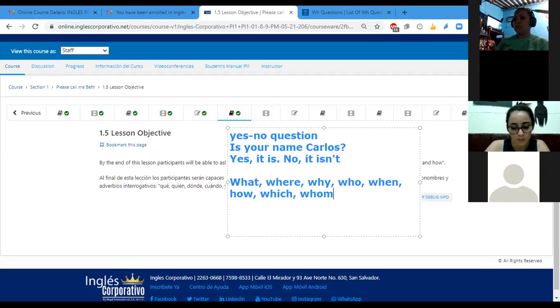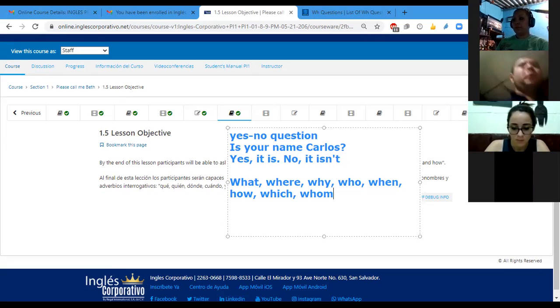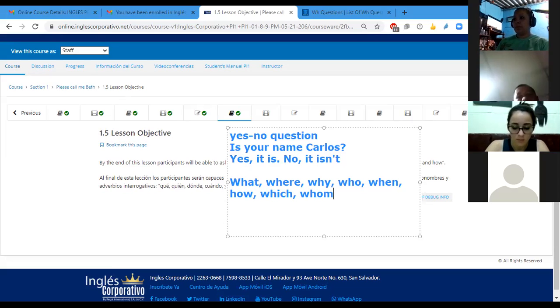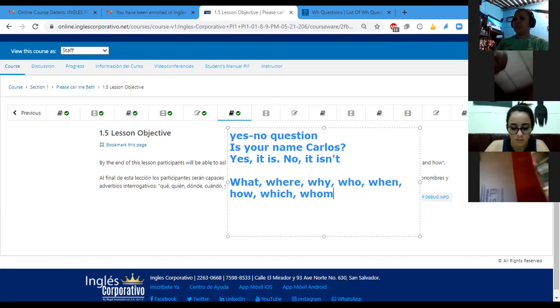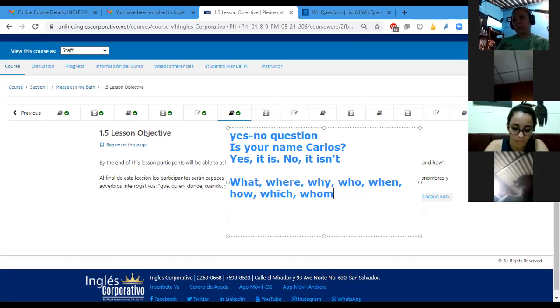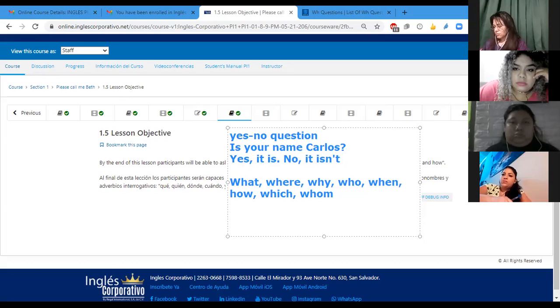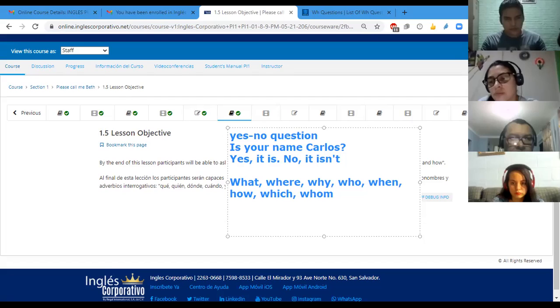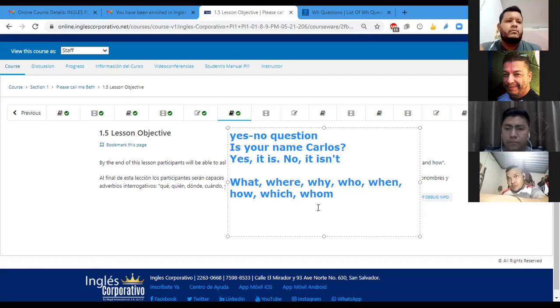Every word has a specific use. For example, what you can ask for objects or things, okay? For example, what is your name? What do you like? What is that? Or what is this? You can point to something. And where is for location, a place. We can ask for a place. Where do you live? Where do you work? Where do you study, right?